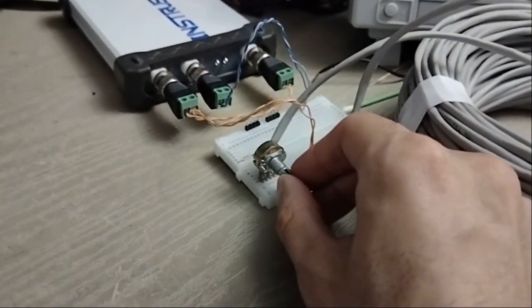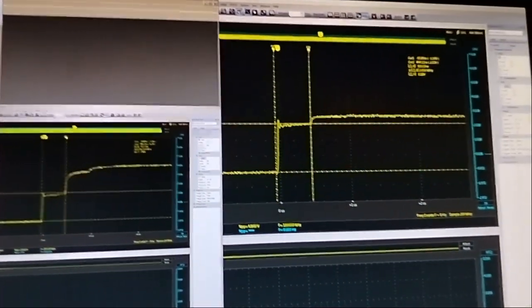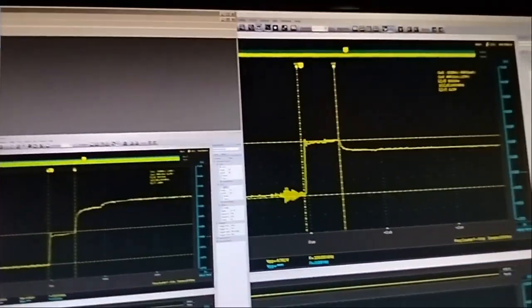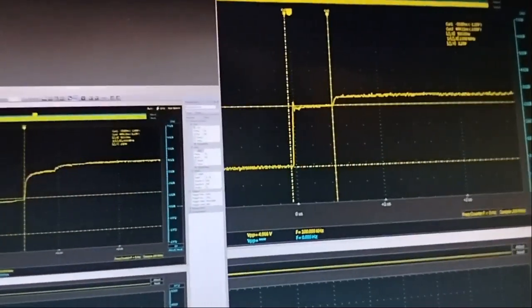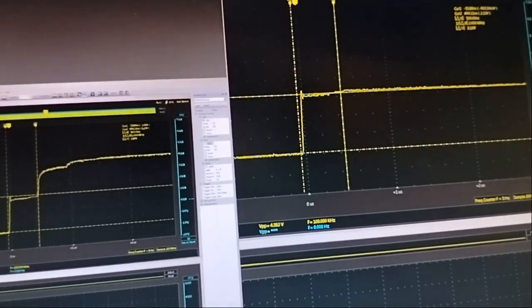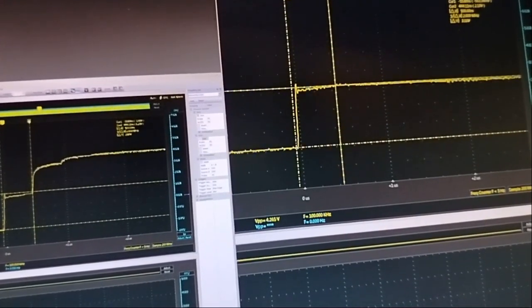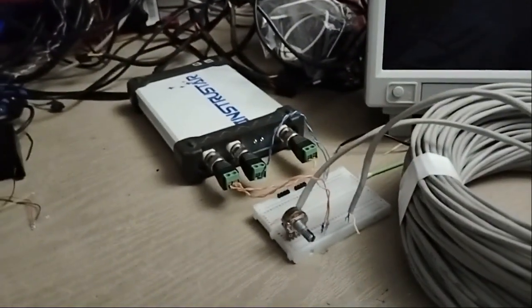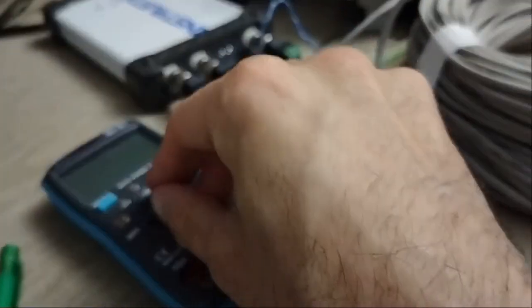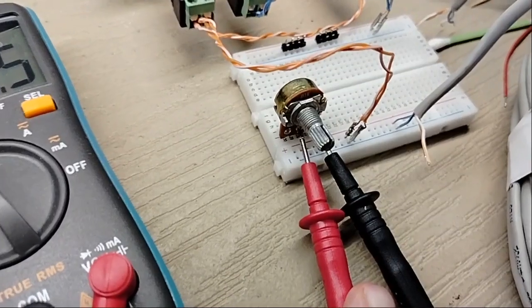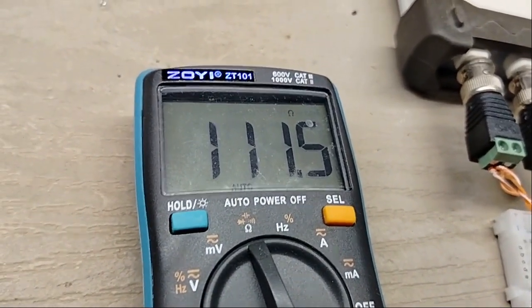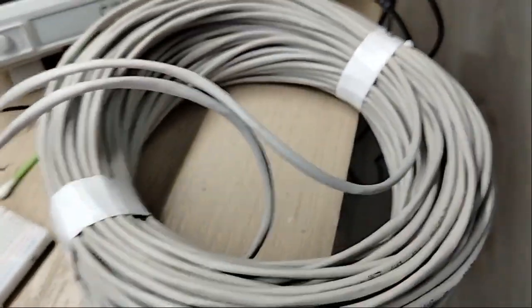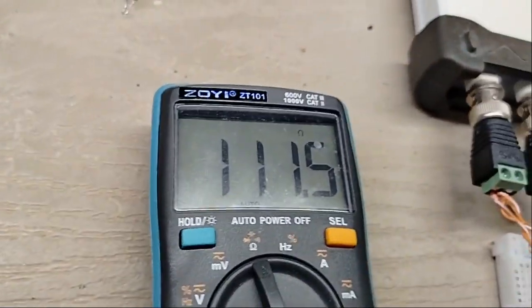Basically, you can see how you measure the impedance of this cable on the oscilloscope. It's quite surprising. Okay, let's move it exactly where we have no reflection, approximately here. And now what we can do, we can measure the value of this resistor. And the value is 111.5 ohms. So the impedance of this network cable is exactly this value.